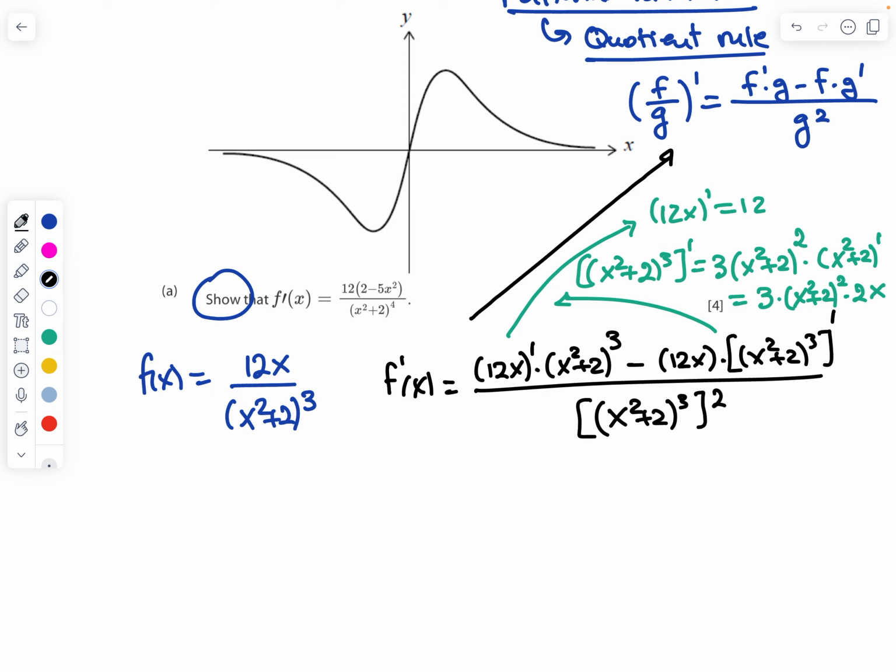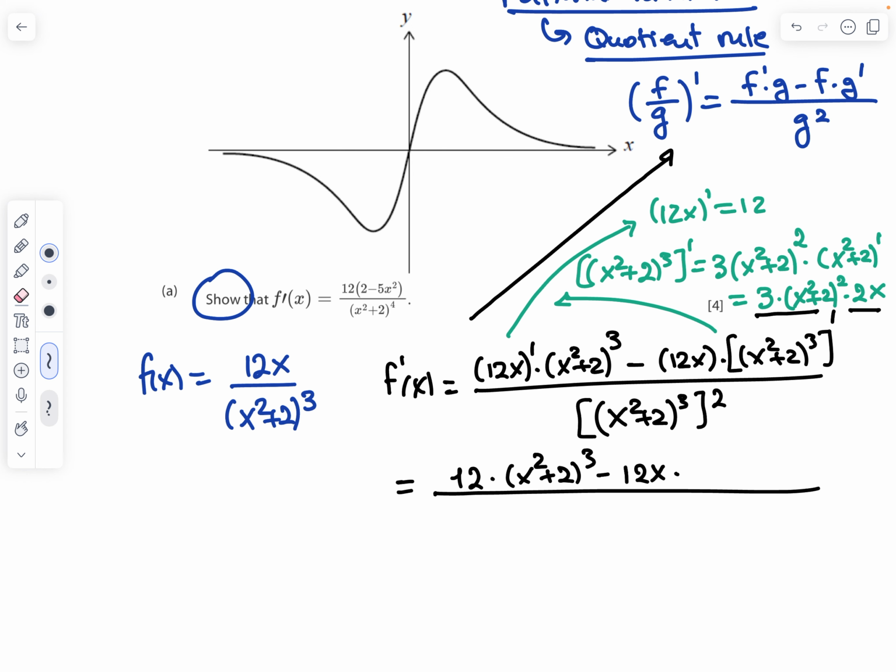So continuing with my differentiation, that gives me 12 times (x squared plus 2) to the power of 3, minus 12x times whatever I have up here, which altogether is 6x times (x squared plus 2) to the power of 2, over (x squared plus 2) to the power of 6.